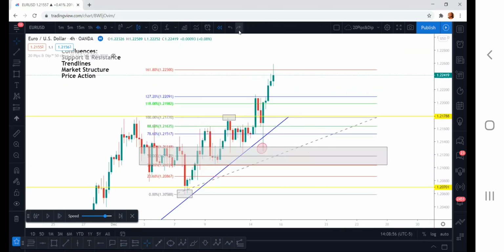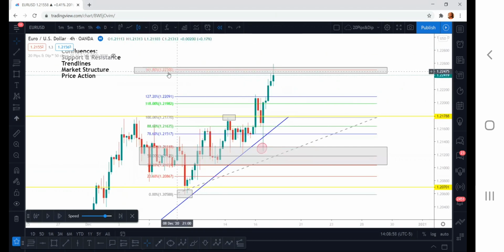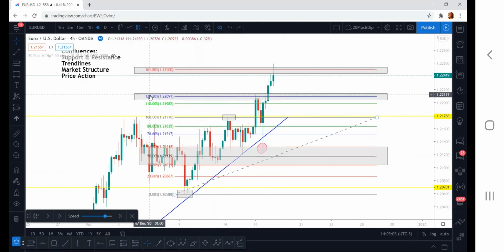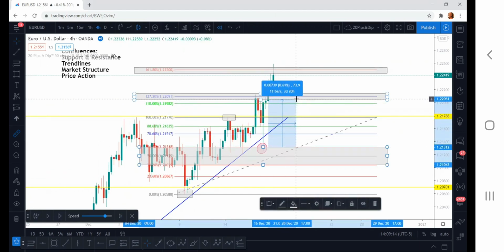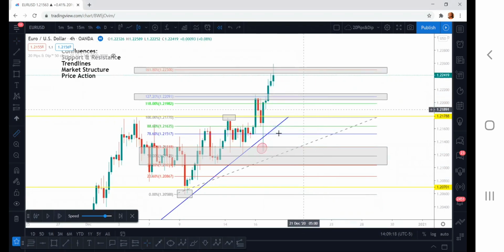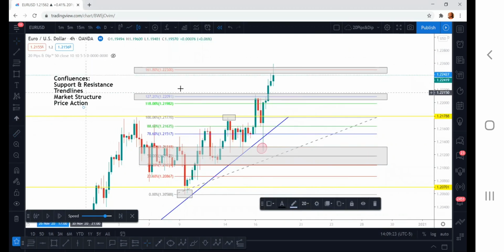So it's a perfect place to enter. Here's a 161.8, perfect place to take profit. Here is TP1, TP2 basically. And when price pulled back here, you guys could have had a pending order sitting right here. And then TP1, 78 pips, TP2, 119 pips, and then you move on to your next setup. It's that simple, right?